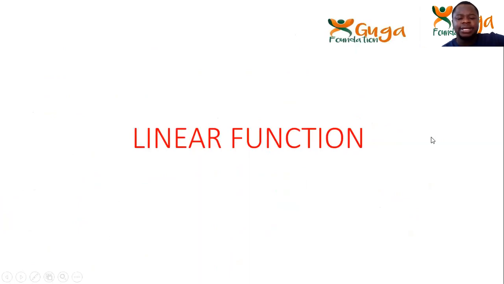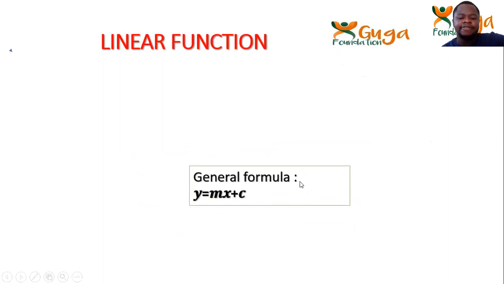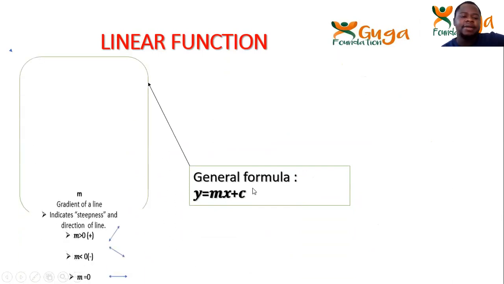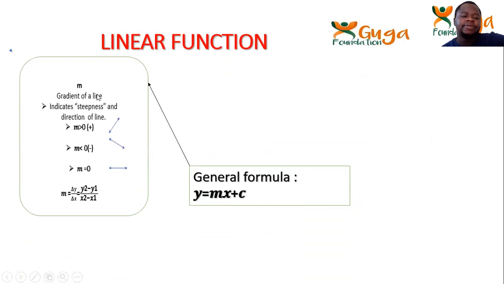Now, let's look at linear function. Some call it a straight line graph. These linear functions are given by a general formula, y is equal to mx plus c. Now, let's look at what m is. M is the gradient of a line, and it also indicates the steepness and the direction. So when your m is positive, in other words greater than zero, you have an increasing line. But when your m is less than zero or negative, you have a decreasing line. But when your m is equal to zero, you have a horizontal line.